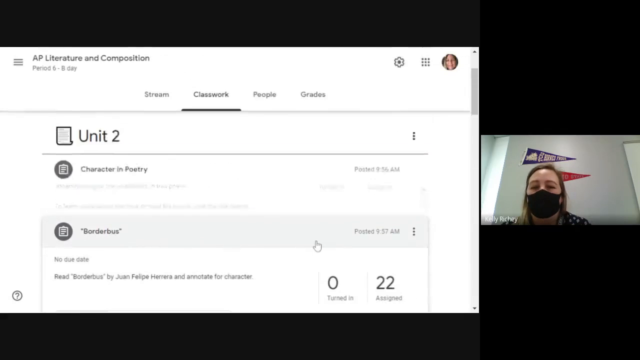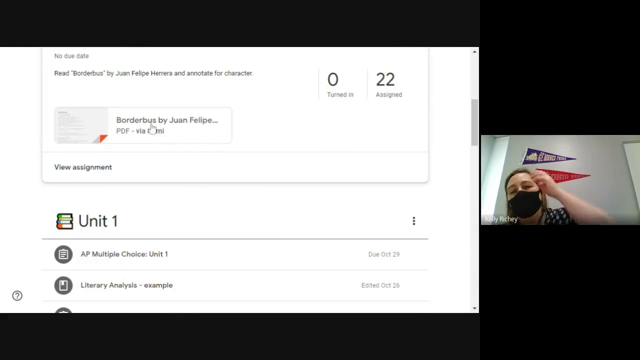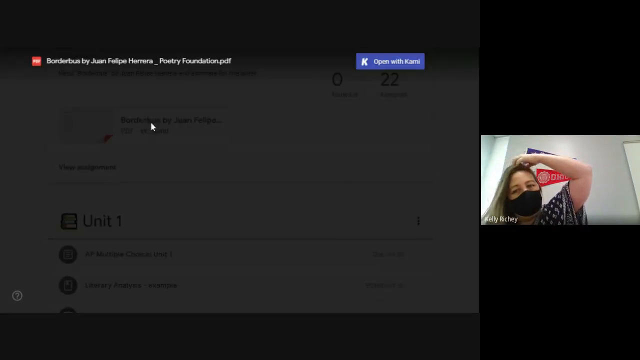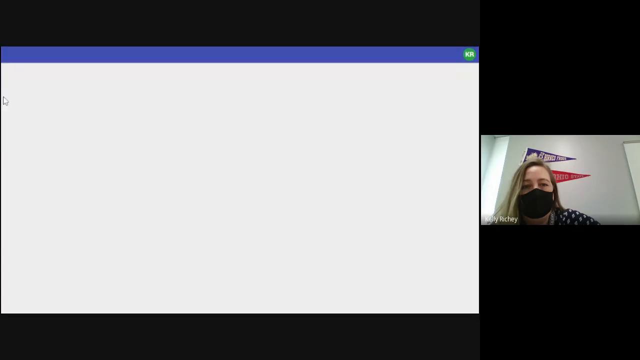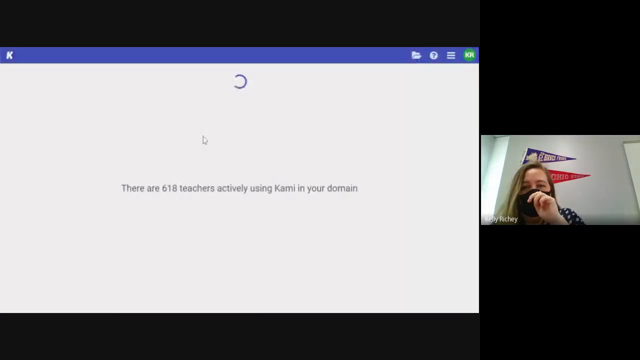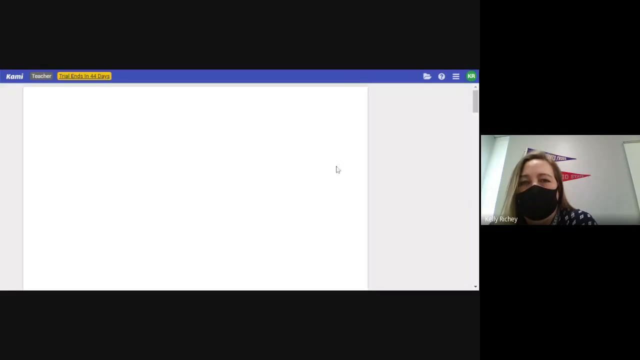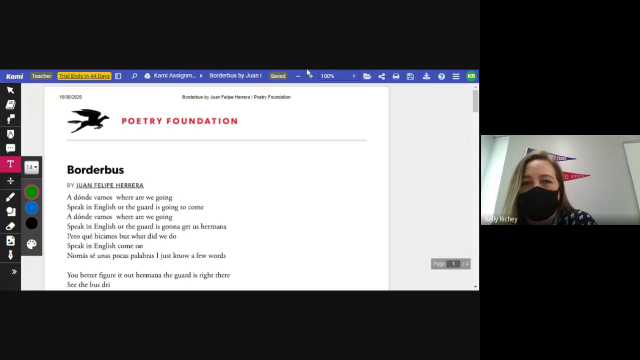So here's what we're going to do. We're going to read Borderbus together. So go ahead and open the CAMI assignment. And your screen should look like this. Now this is a little different because we are virtual, but this is a conversation between two people, all right? One is speaking English and one is speaking Spanish. So I'm going to open this up to you guys. Would any of you like to read one of the voices?